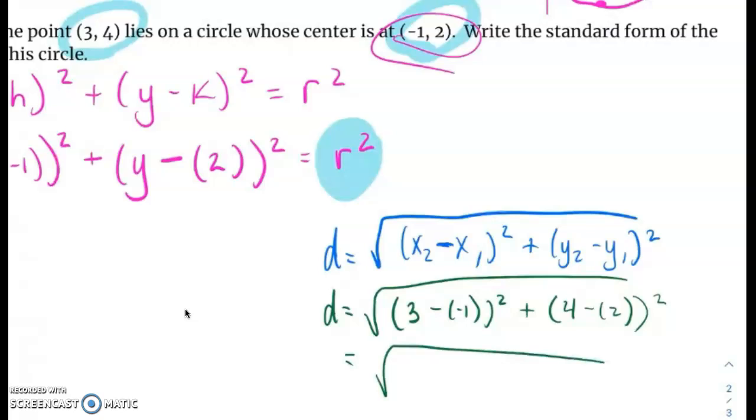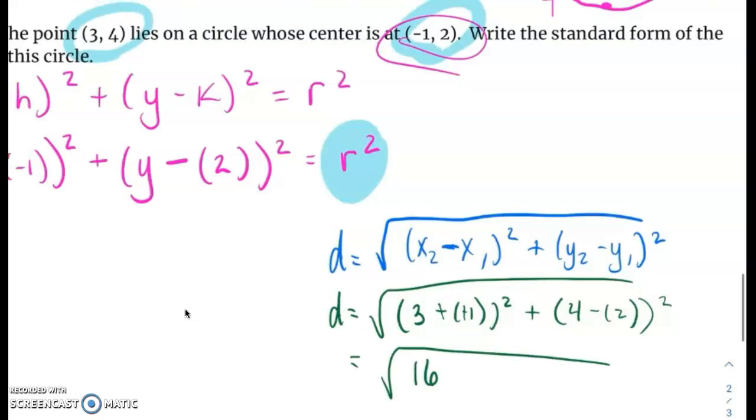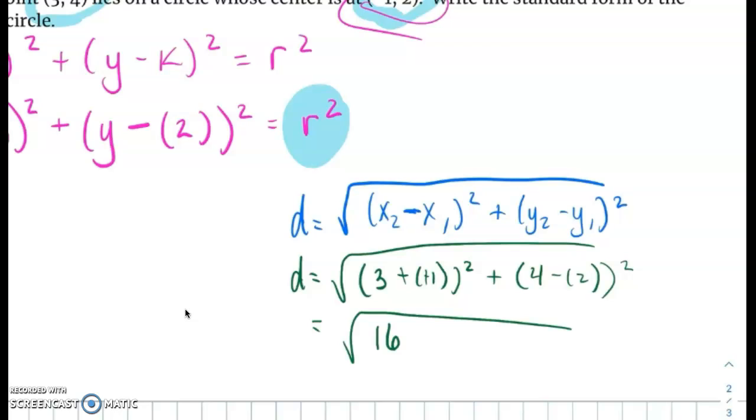So we have 3 plus 1, so that would be 4 squared, which is 16. And then we've got 4 minus 2, which is 2 squared, so that's 4. Add those together, and we get 20. So the square root of 20 is my distance, which is the radius. That's the distance from the center to the outside.